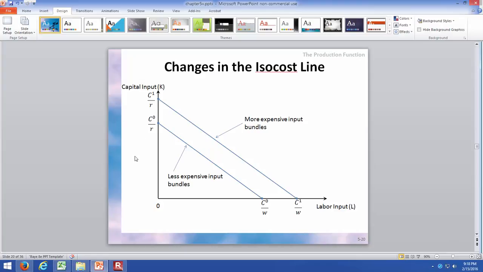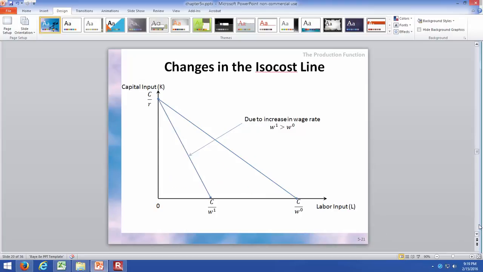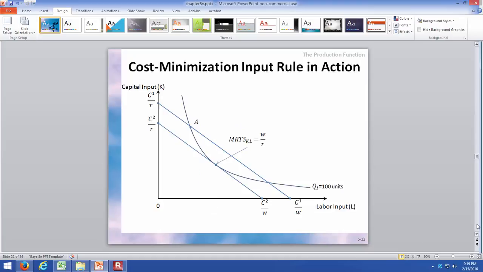And what we see here is that the less expensive input bundle is the first one, and as we move further away, we will find more expensive input bundles. Now it also tells you the changes in the isocost line due to an increase in the wage rate, and this is what we see here, C by W1, where W1 is greater than W0.